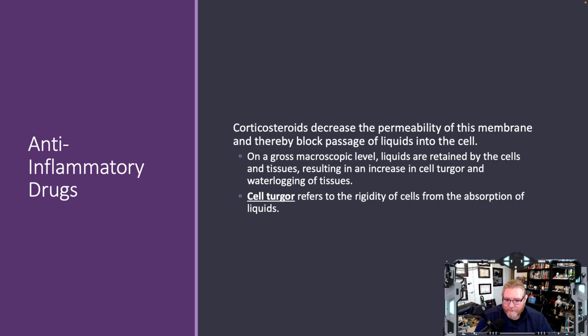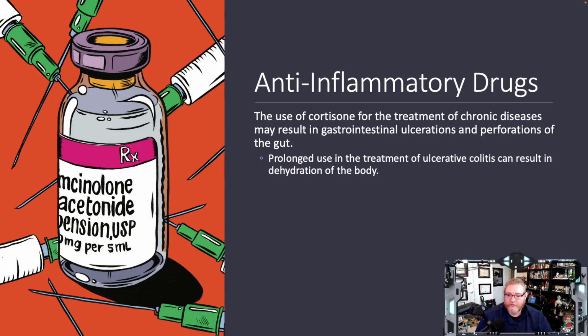Corticosteroids decrease the permeability of this membrane and thereby block passage of liquids into the cell. On a gross macroscopic level, liquids are retained by the cells and tissues, resulting in an increase in cell turgor and waterlogging of tissues. And cell turgor refers to the rigidity of cells from the absorption of liquids. The use of cortisone for the treatment of chronic diseases may result in gastrointestinal ulcerations and perforations of the gut. Prolonged use in the treatment of ulcerative colitis can result in dehydration of the body.